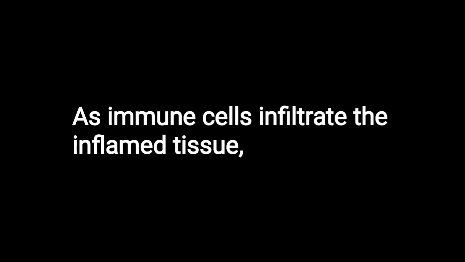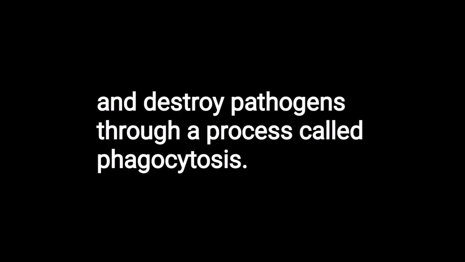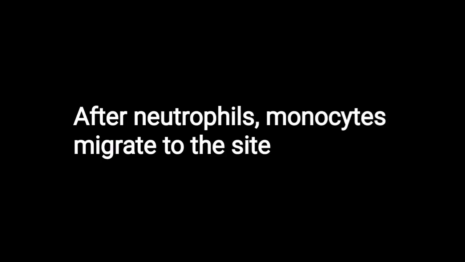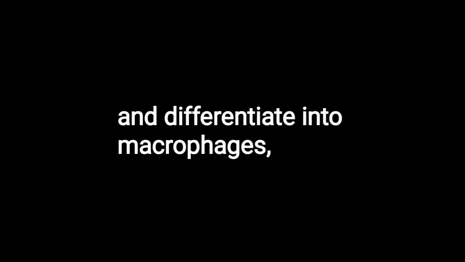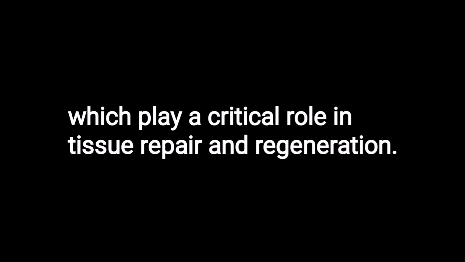As immune cells infiltrate the inflamed tissue, they work to eliminate pathogens and clear debris. Neutrophils are often the first responders, arriving quickly to ingest and destroy pathogens through a process called phagocytosis. After neutrophils, monocytes migrate to the site and differentiate into macrophages, which play a critical role in tissue repair and regeneration. They continue to clear debris, but also produce growth factors that promote healing and restore normal tissue architecture.